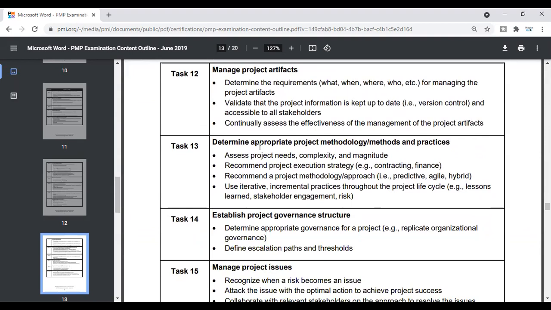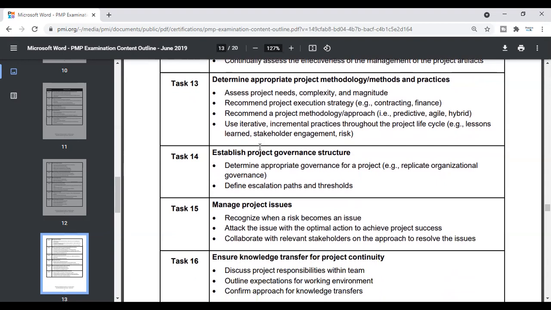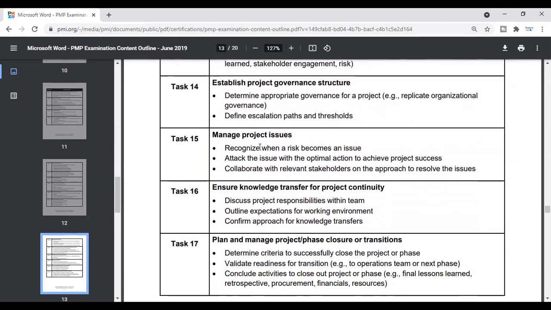Manage project artifacts. Know the 3 artifacts, for example, of Scrum, those artifacts that are peculiar to Scrum and those that are more peculiar to predictive. Really understand page 89. Know what those artifacts are and what they do for you. Task 13, determine appropriate project methodology. Again, boils down to page 18 and 19 in the Agile Practice Guide. Knowing when a project should be agile, predictive, iterative, incremental is important.